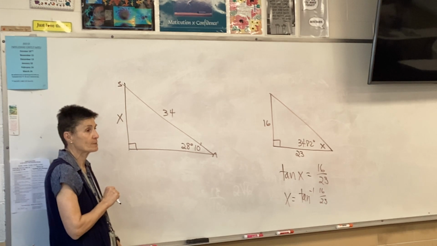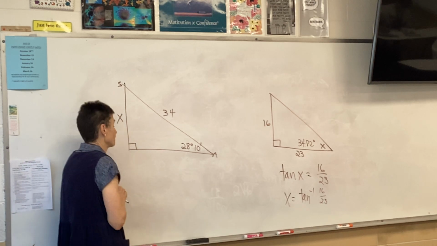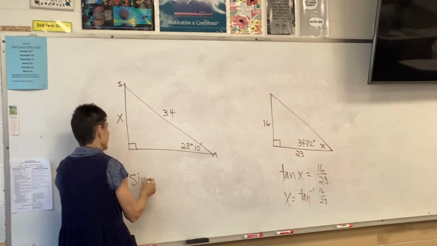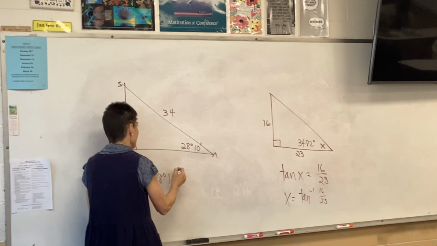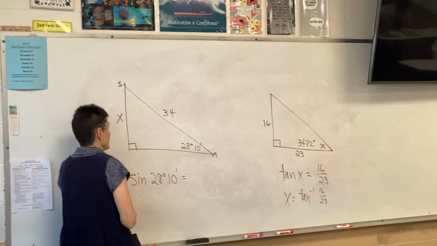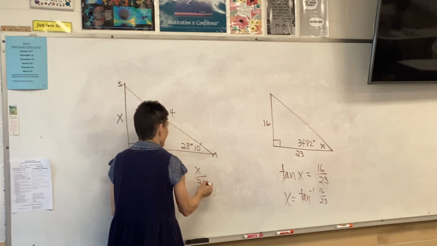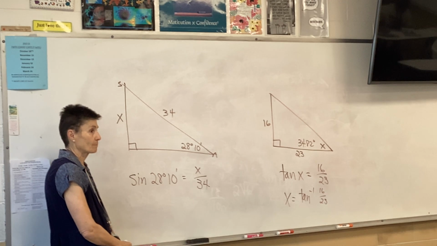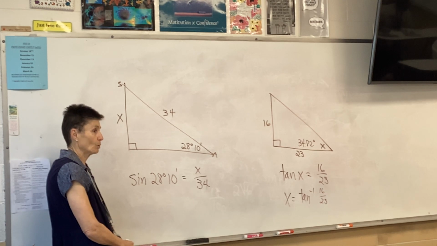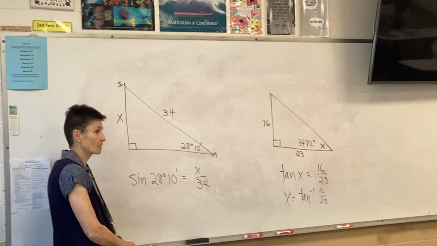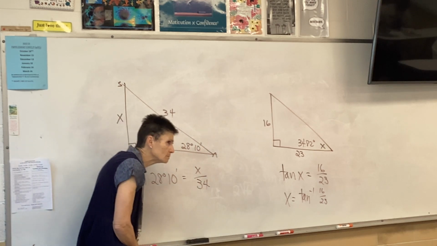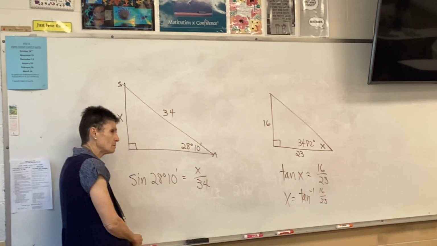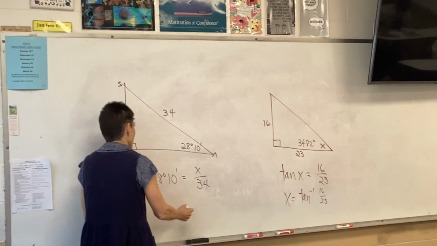Function: sine, cosine, or tangent. Sine. Need an equation. Sine 28 degrees 10 minutes equals x over 34. Everybody okay with the equation? Yep, we're good. And then we're going to multiply by 34.